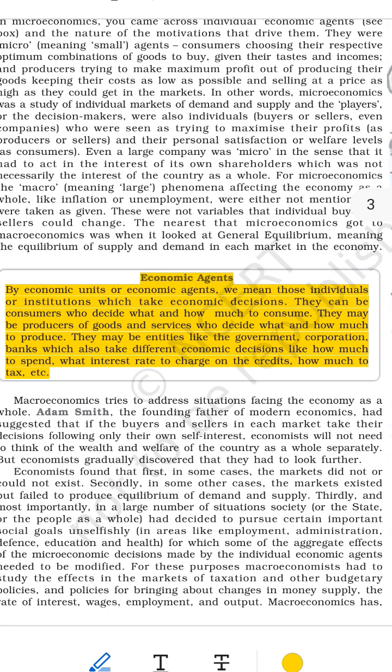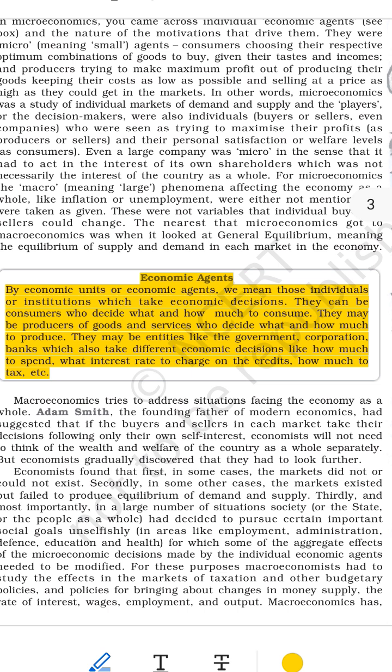What are economic units or economic agents? Line 1. By economic units or economic agents, we mean those individuals or institutions which take economic decisions. Simple meaning: economic units or economic agents are just people or groups who make money decisions. These can be people like you or me, groups like companies, banks, or the government. Example: if you decide to buy a toy, you are an economic agent. If a bank gives a loan to someone, the bank is also an economic agent.